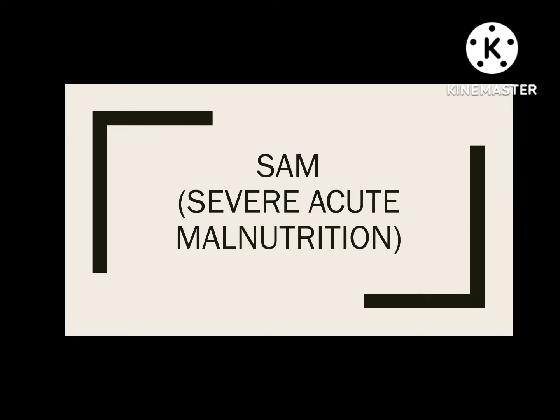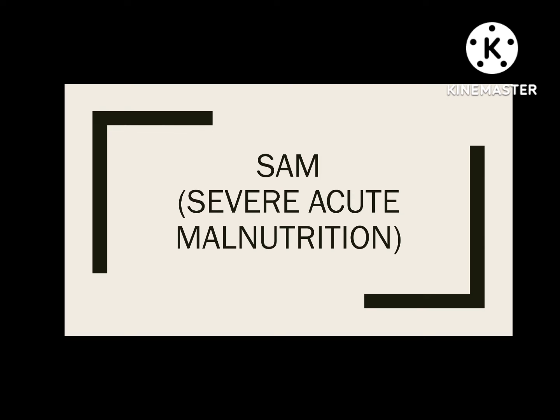Malnutrition. Malnutrition can be categorized according to the duration and severity. When it is classified according to the duration, it can be divided into acute and chronic. In acute, the parameter that is affected is weight for height, and in chronic, the parameter that is affected is height for age.